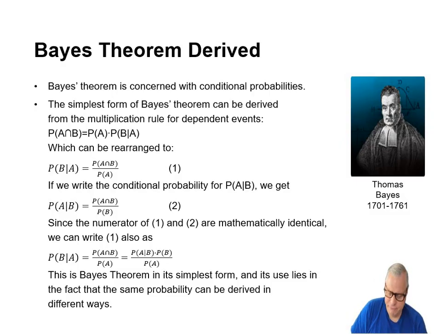If you have, for example, the probability of A and B, that can be written as the probability of A times the probability of B given A. And this can be rearranged to the probability of B given A, which is the probability of A and B over the probability of A. But let's quickly stop here and visualize that. So we want to know what's the probability of B given A, and we can illustrate that using a Venn diagram.